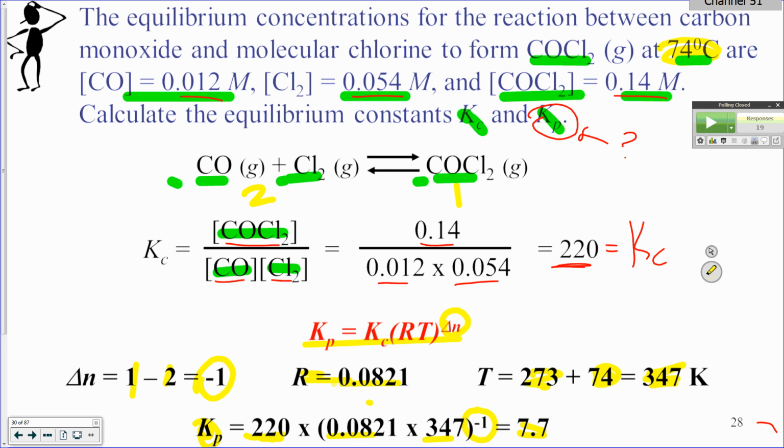Yes? So will the questions always have, like, how it says CO equals 0.012? Will it always give us values like that? We just have to fill in the... Nope. Okay. Let's look at it.